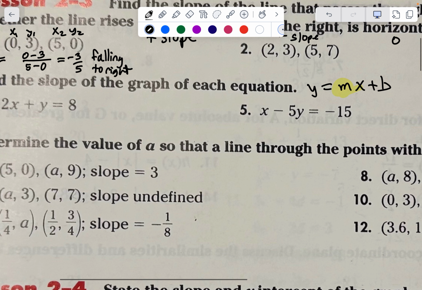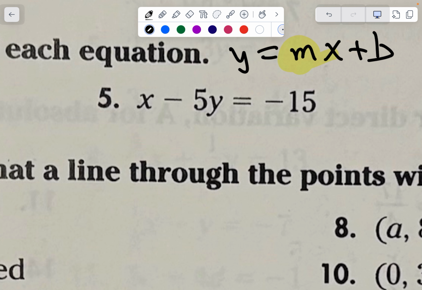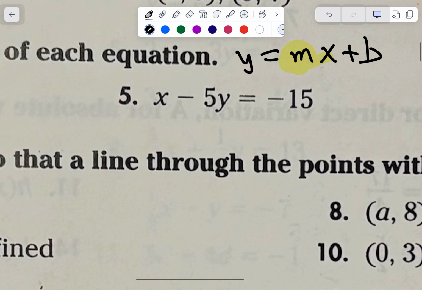So I want to solve it for y. So first off, I'm going to subtract x from both sides. Now, I'd like to put it in front of whatever number's there. So I'm going to rewrite that as negative 5y equals negative x minus 15. Now, slope-intercept form has it solved for y. There's no coefficient that should be touching that y. So we do have to divide everything by negative 5. So that's our next step.